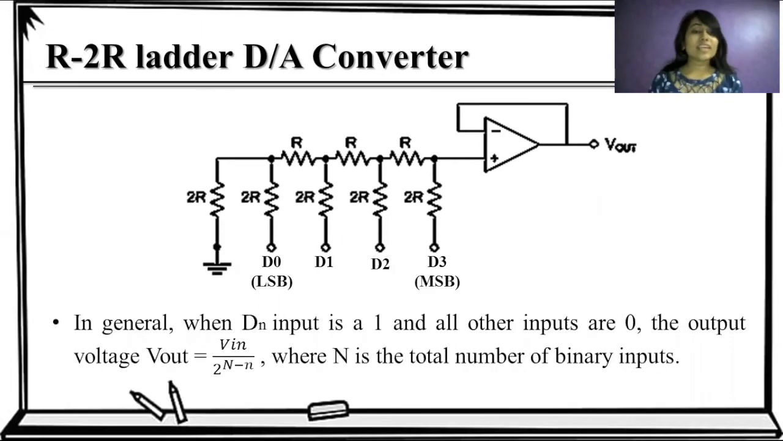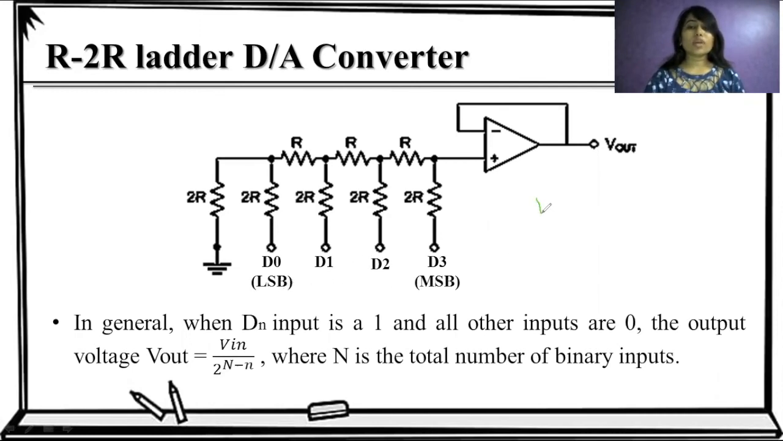In general, when Dn input is 1 and all other inputs are 0, the output voltage V out is equal to V in divided by 2 raised to n minus n, where n is the total number of binary inputs. We can make a generalized equation for any bit size of D2A converter in the form of this equation. Here we have V in divided by 2 raised to n minus n. This n is basically the total number of binary inputs. Here we have a total number of binary inputs of 4.